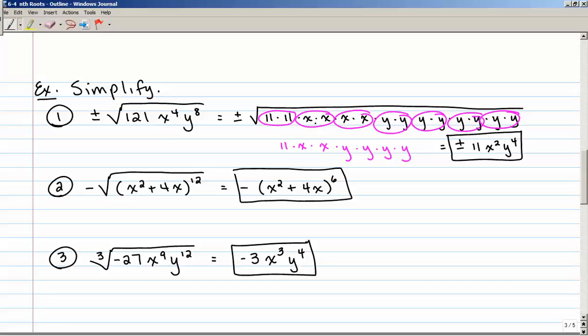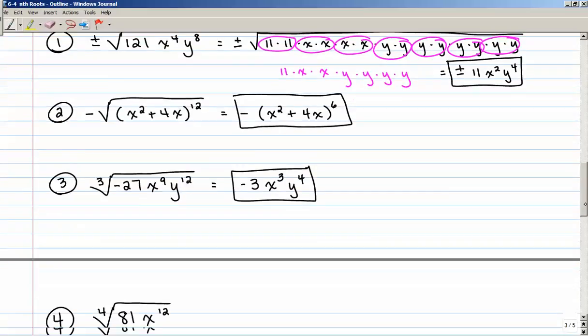Well, up here when we were doing the x squareds, we buddied them up by 2's. If I were to write out 9 x's and 12 y's, which I really don't want to do, I wouldn't buddy them up by 2's, I'd group them by 3's since I'm looking for the cube root. So what this says is I have 3 groups of 3 x's, and I have 4 groups of 3 y's. So that's how I get this answer here.